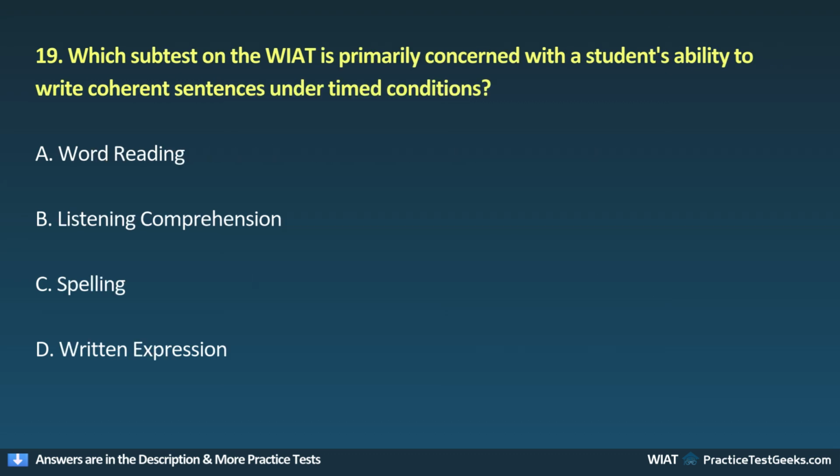19. Which subtest on the WIAT is primarily concerned with a student's ability to write coherent sentences under timed conditions? A. Word reading. B. Listening comprehension. C. Spelling. D. Written expression.